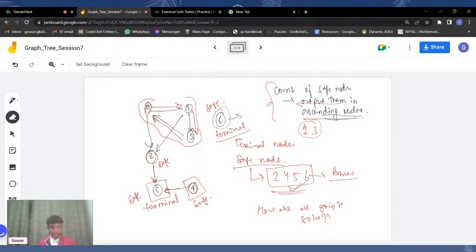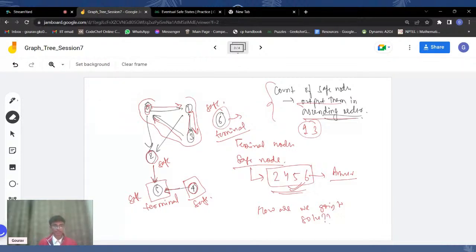Can anyone tell me, will 1, or in fact any node which is part of a cycle, ever be a safe node? Because if I start from node 1, I am basically going round and round in a loop. The idea of a safe node was that any path beginning from that node should end at a terminal node. But what is happening here is that it is going around in circles. And any such node will also not be a terminal node, because a terminal node, what happens?